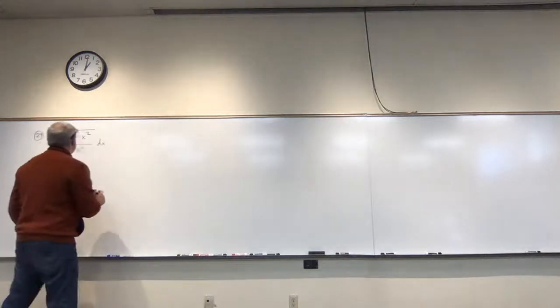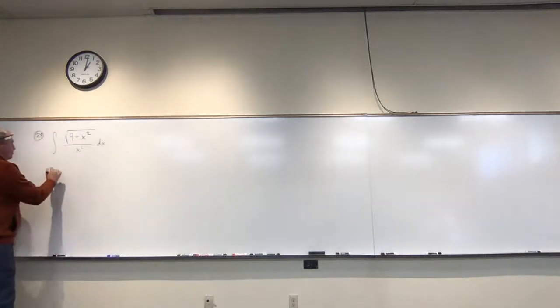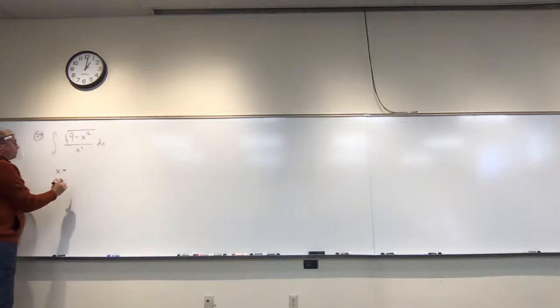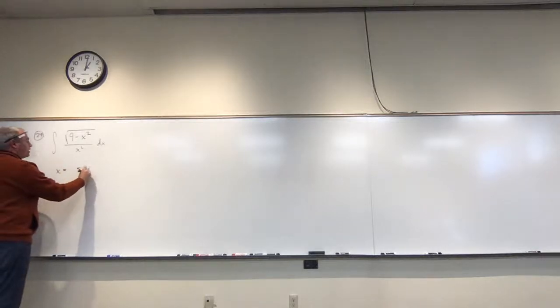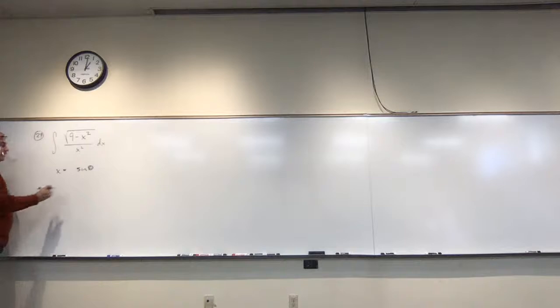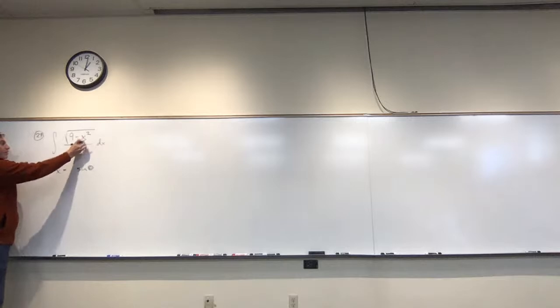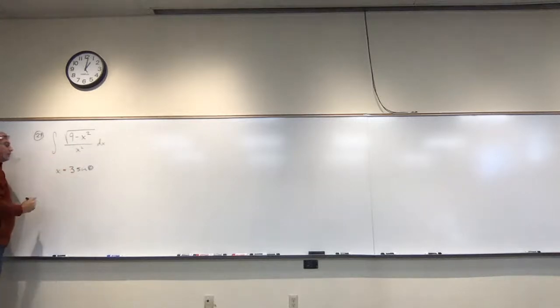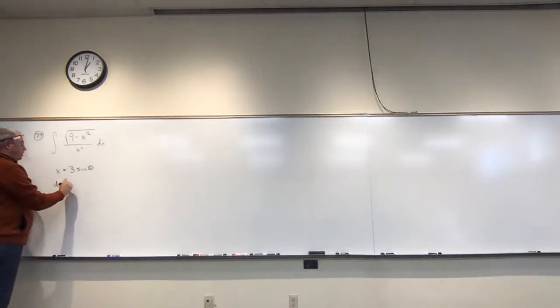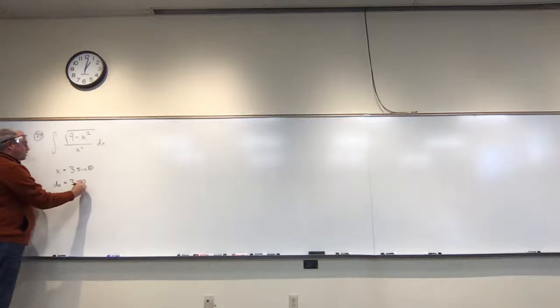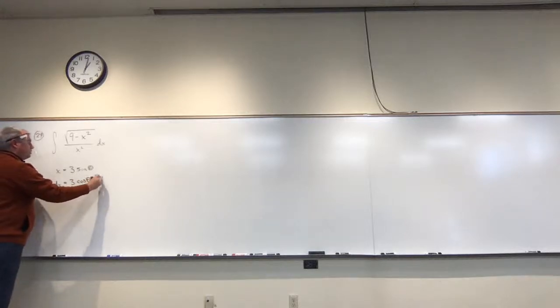So our substitution should be x is equal to, we know that sine of theta is going to be a part of it. And then what goes in front of the sine? Yeah, we need a 3 so that when we square it, we get a 9. So dx in this case would be 3 cosine theta d theta.